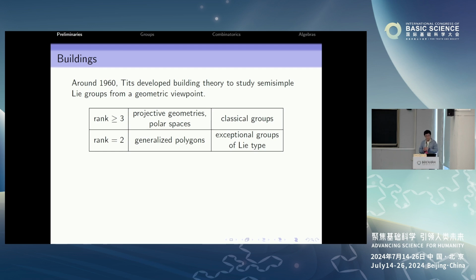Around 1960, Jacques Tits developed building theory to study semi-simple Lie groups from a geometric viewpoint. So he is the first one that emphasized the importance of the interplay between geometry and groups.